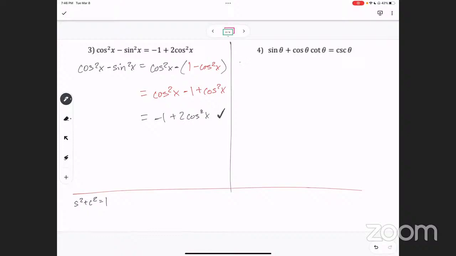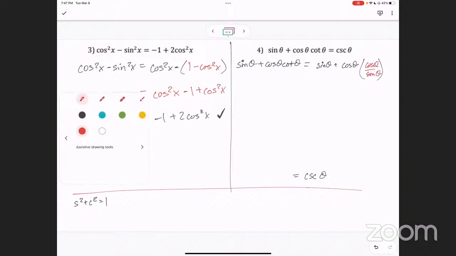Good. Number 4, sine theta plus cosine theta cotangent theta. So this is probably going to start with decomposition. I like that term. I forgot that's what they use nowadays. Turn them into sines and cosines, right? So we've got sine theta plus cosine theta times, what's cotangent? Cosine over sine. Okay, this one's going to be a little more challenging. So this equals sine theta.